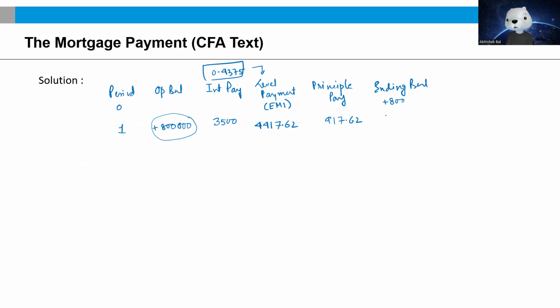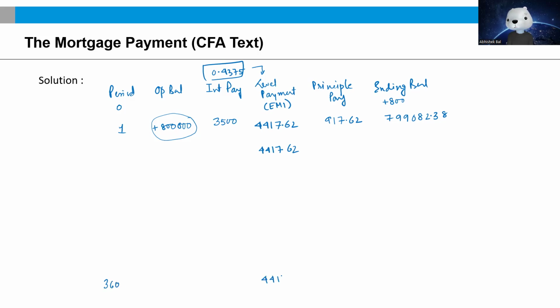799,082.38. Okay, I hope you understand how I have done this. So first we took the initial opening balance. Since this is monthly rest payment, we already are aware that regardless of the month, this is always going to be the payment. This is going to be the payment till the 360th period.